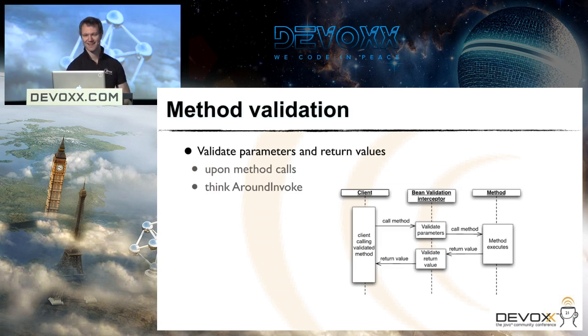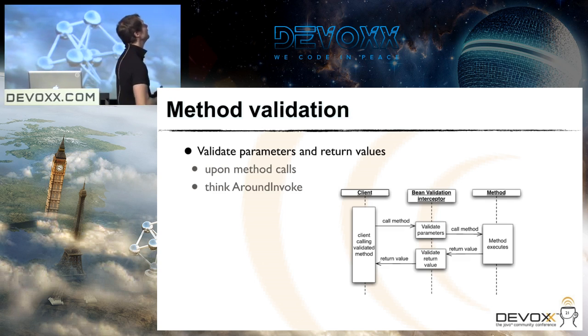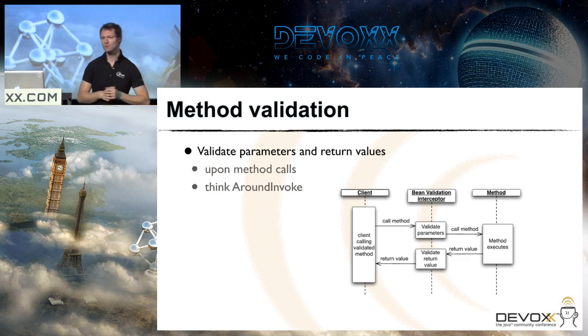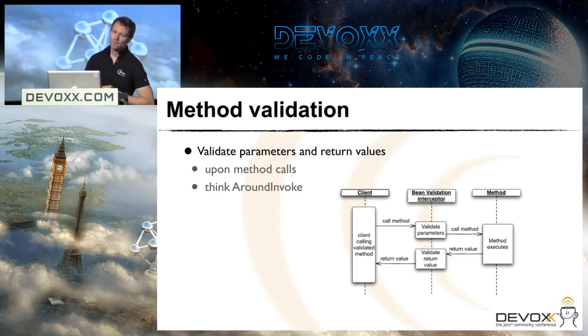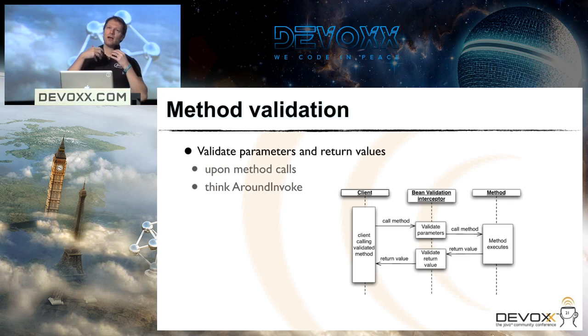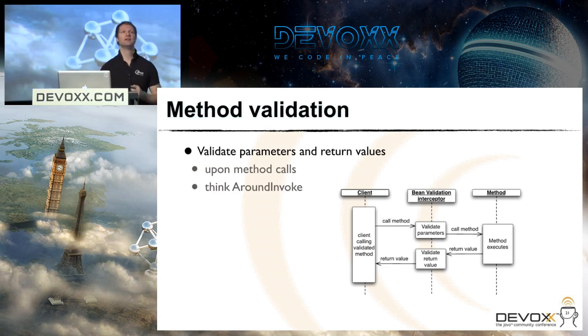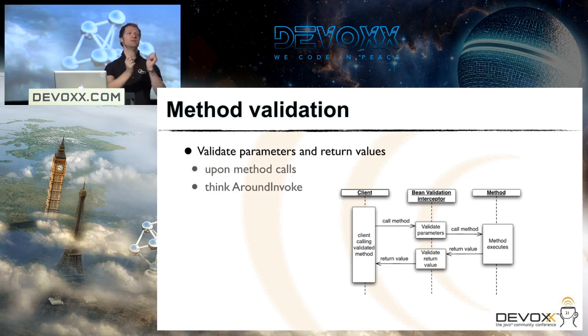The second biggest feature that took us a long time to refine, and we're still improving it right now, is method validation. At very specific life cycles like JPA save, JSF, or even when you explicitly call validate, we actually validate a bean. So you pass the bean you want to validate, and we go and validate it.